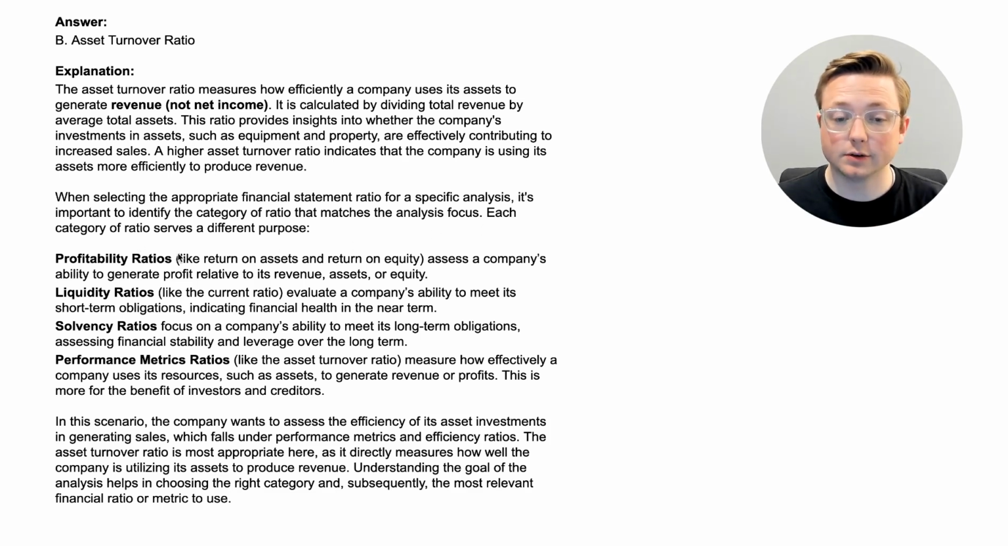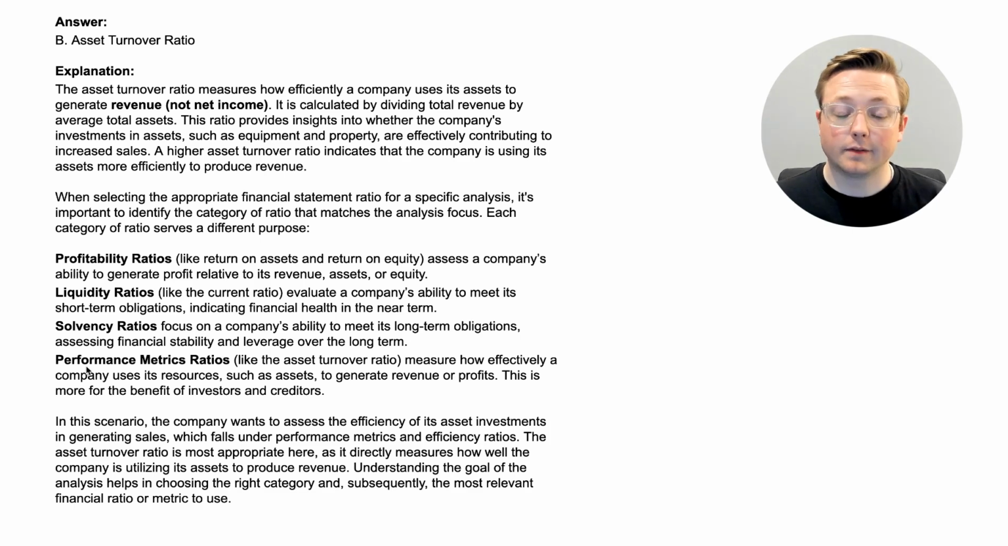So the profitability ratios, such as the return on assets and return on equity, assess a company's ability to generate profit relative to its revenue, assets, or equity. It's focused mainly on profit. Liquidity ratios, like the current ratio, evaluate a company's ability to meet its short-term obligations, indicating financial health in the near term. Liquidity ratio, I think, is easy to remember because, again, short term, you're trying to see what money you have to cover these things and how quickly you're getting money, how quickly you're paying money, things like that.